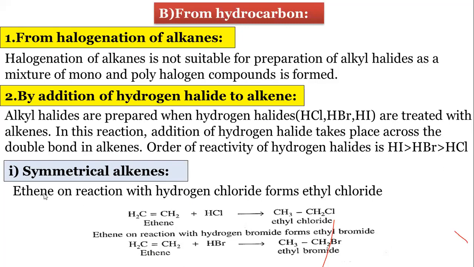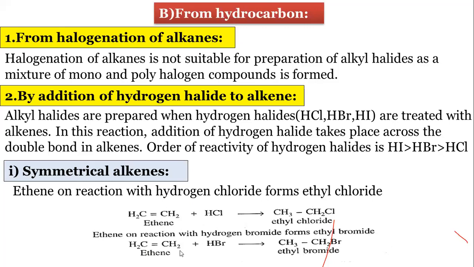By simple example, one is given here. Ethene reacts with hydrogen chloride to form ethyl chloride. This is a simple addition. One hydrogen is added to this carbon and the chlorine is added to the other carbon across this carbon-carbon double bond, and we get here ethyl chloride. See here, this is a simple addition reaction.